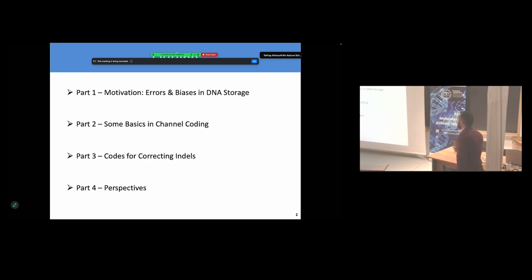Okay, so in this presentation I will start with the general motivation on why we are interested in channel coding in DNA data storage. And then I will go through some basics in channel coding and then talk about codes for correcting insertions and deletions and conclude with some perspectives.